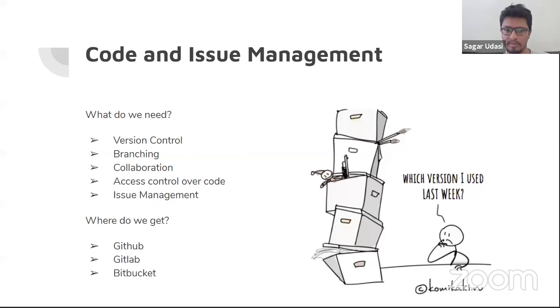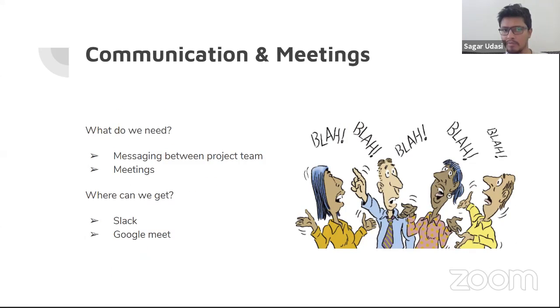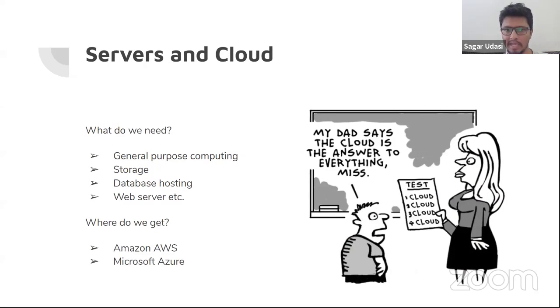We have systems like GitHub, GitLab, and Bitbucket, where we can track our versions, branching, collaboration, access control, and issue management. And we have communication tools like Slack and Google Meet. And finally, we have servers and cloud infrastructure like AWS and Azure, which we should motivate students to put their project on. So this is from the tools point of view.